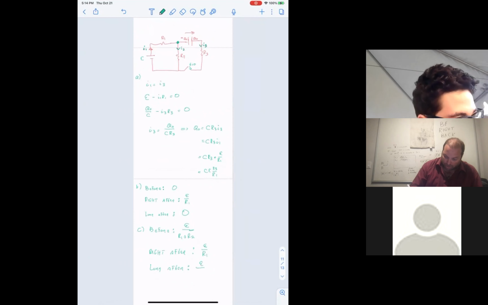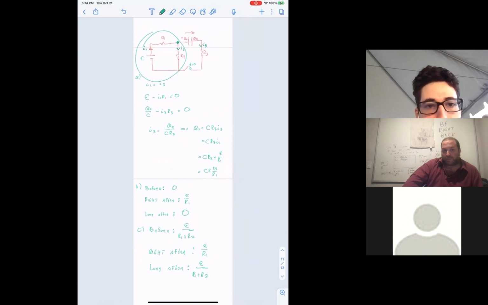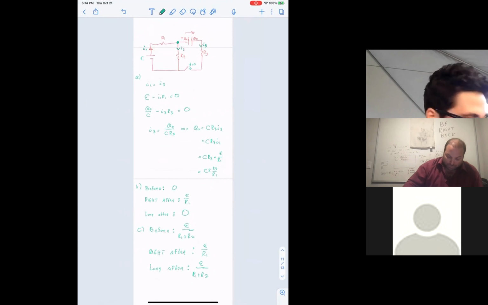No, it's 0 long after, isn't it? No, it's not. But it's an open circuit. No, it's not. You still have this part. But it said no current goes through there. That's only right after, doesn't mean infinitely after. Oh, okay.